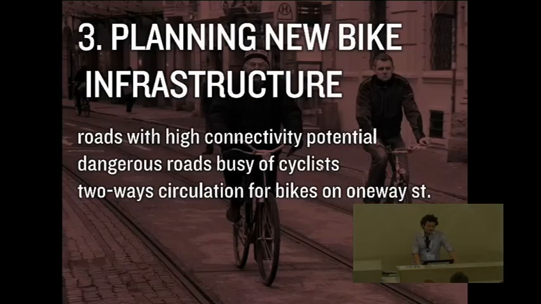And the third kind of analysis that we can do mixes the bike mobility needs with the infrastructure to find roads with high connectivity potential, so roads that would be used if they were good; dangerous roads busy with cyclists, so roads that are actually used a lot, even if they're dangerous, because there is no other way around. Basically, you need to take that road even if it is a dangerous one. And we can evaluate two-way circulation for bikes on one-way streets, so the roads that would be interesting to make two-way, even if they are one-way at the moment, at least for bicycles.